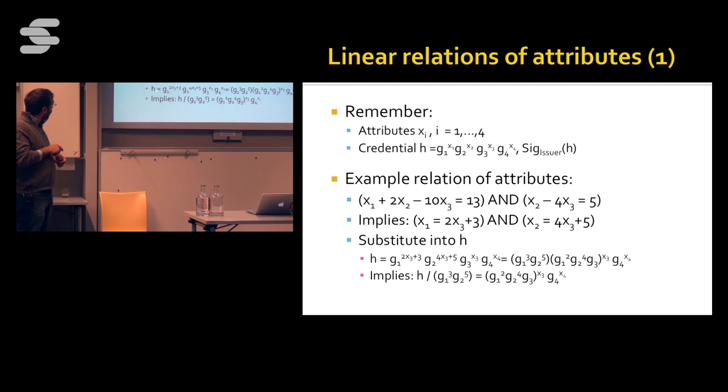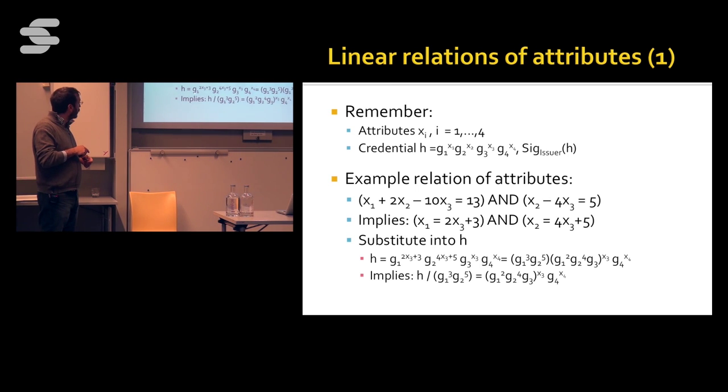I remember that my attribute h is just g1 to the x1, g2 to the x2, g3 to the x3, g4 to the x4, but now I have managed to rewrite my x1 and x2 in terms of x3. So I just substitute those directly into my credential and rewrite. I group everything by the secret that remains, and the only secret that remains here is x3, and potentially an x4 that is not even involved as an attribute in this relationship. So this h can be represented like this if these hold. If these are true, then that must also be true.